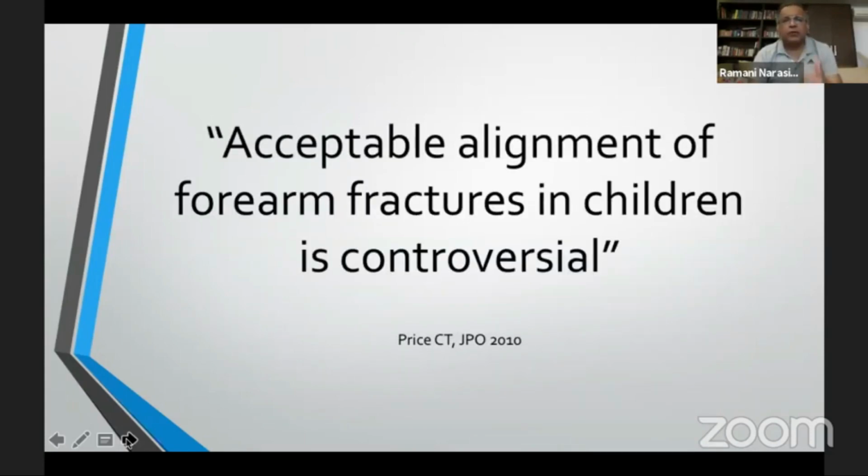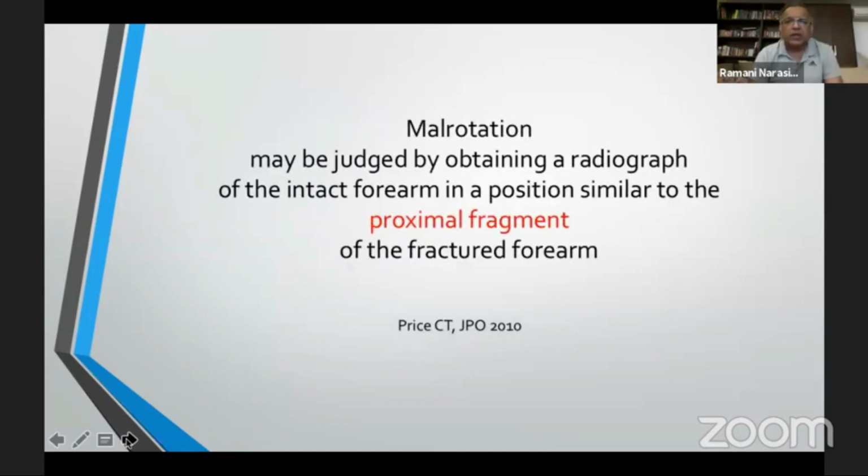Acceptable alignment of forearm fractures in children is controversial. That came into the picture when the famous paper by Price came in 2010. At the same time, he talked about how malrotation may be judged by obtaining a radiograph of the intact forearm in a position similar to the proximal fragment of the fractured forearm.